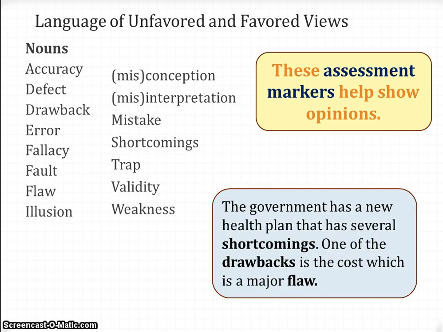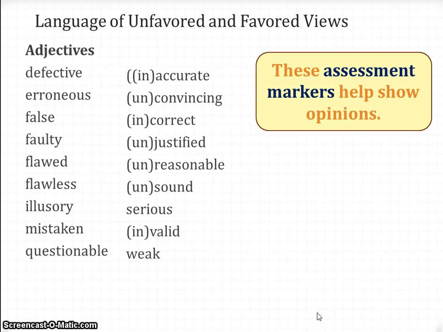So let's look at an example. The government has a new health plan that has several shortcomings. Problems. One of the drawbacks, one of the problems, is the cost, which is a major flaw. So we see that the writer doesn't like this health plan.